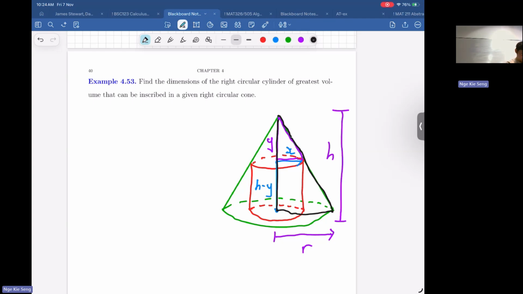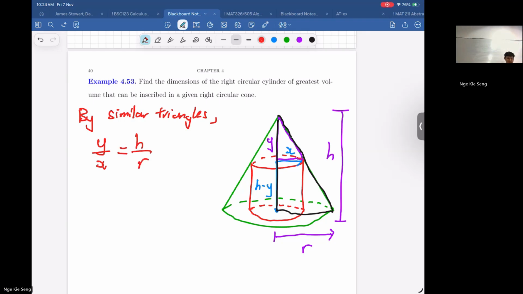Okay, so let's write down similar triangle. We can control these y and x by the height and the radius of the original cone. Okay, so these two are 90 degrees. So we will have y as a function of x, y equals h over r times x.